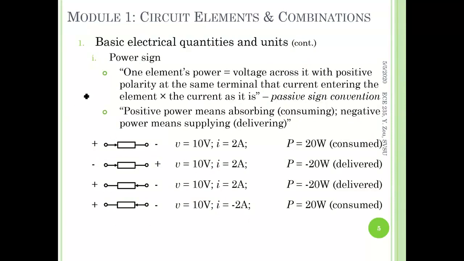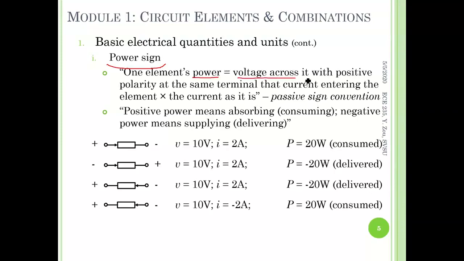The last one is the power sign, and this also matters a lot. So first of all, to find the power of one element in the circuit, what we need to do is just figure out the voltage across it and the current through it. However, since we just talked about the voltage polarity and current direction, we need to be very careful to choose the correct voltage and the correct current to calculate the correct power.